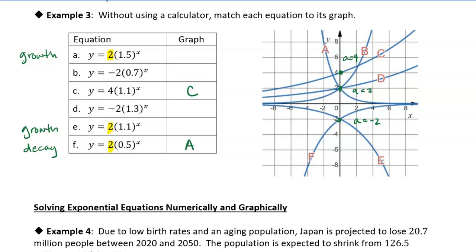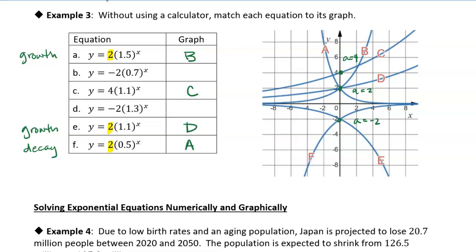So this equation is going to grow faster, right? So of the 2 that are passing through, we have B and D that are passing through the y-intercept of 2. The one that's growing faster is B. So this one has to be B, and so this one has to be D.